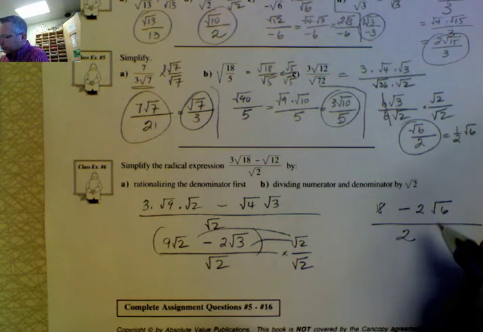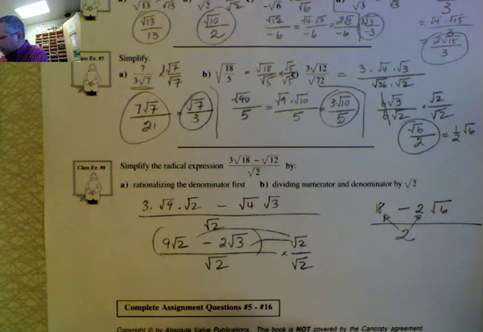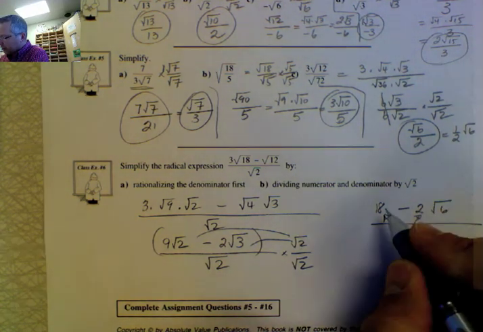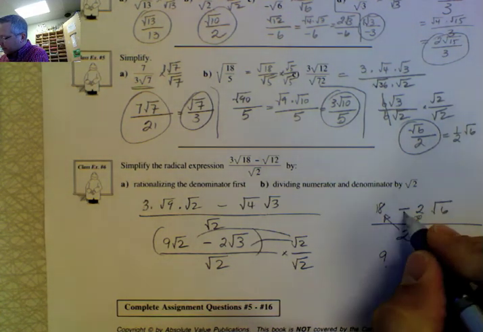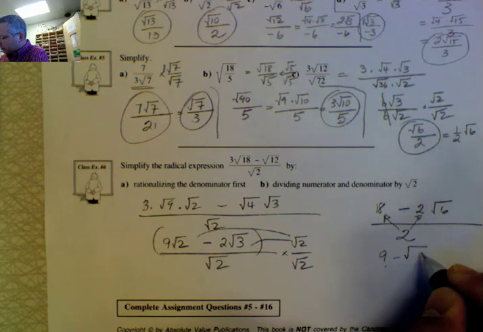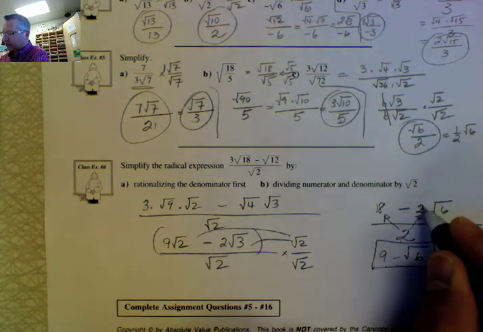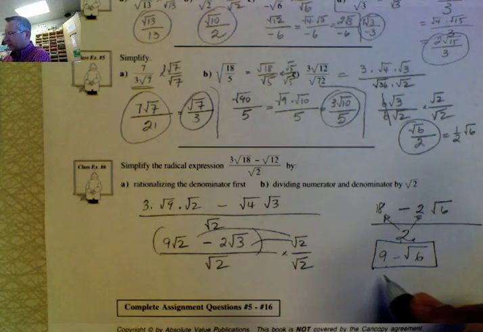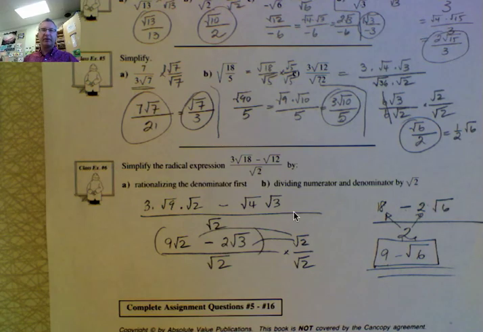Now, what you're going to notice is that 2 divides into 18 and 2 divides into 2. So if we divide 18 by 2, that gives us 9. And if we take negative 2 divided by 2, that just leaves us with negative root 6. So if you can divide this denominator into the 2 coefficients, you go ahead and do that. And there is the second part of dividing radicals.